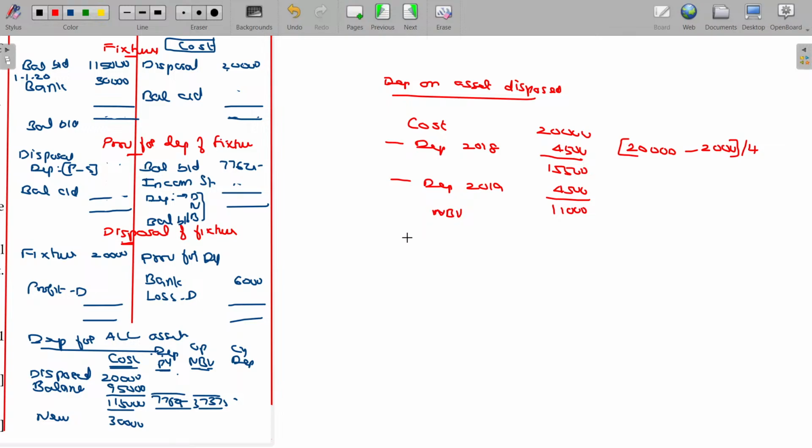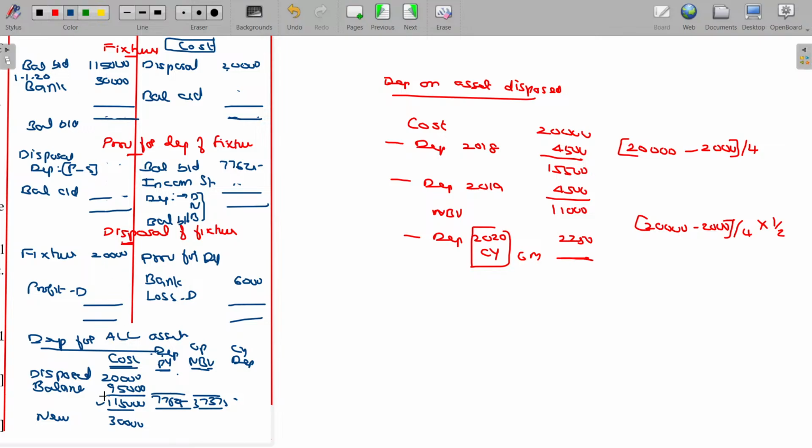Previous year. And now calculate the depreciation for 2020, which is the current year. Current year is only 6 months, no 2.5 years. So for 6 months, 20,000 minus scrap value 2,000, residual value 18, divided by 4, but don't forget to multiply with half to represent only half year: 2,250. I am going to post all this value here.